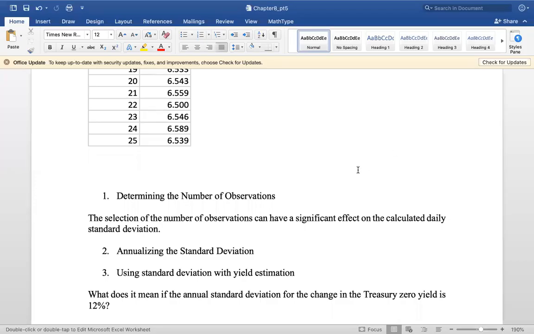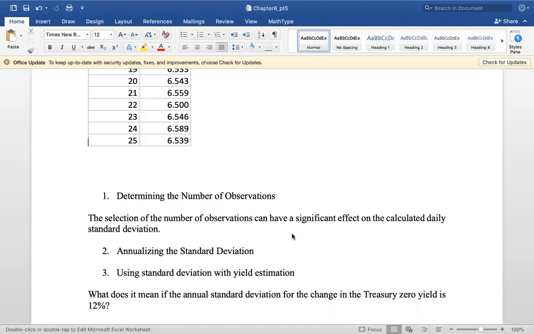Okay, so what were the key points in this calculation of standard deviation? The key points here were: first, determining the number of observations. The selection of the number of observations can have a significant effect on the calculation of the daily standard deviation, and this selection of the observations depends actually on the purpose. For some traders 10 days, for others 25 days, right?